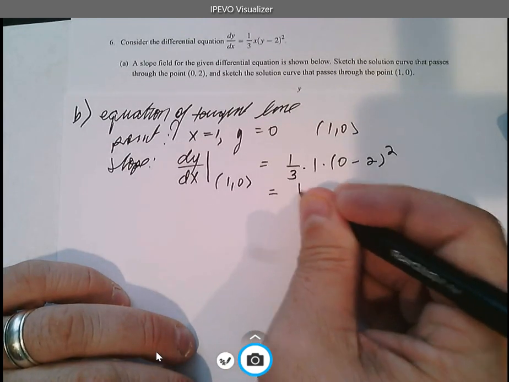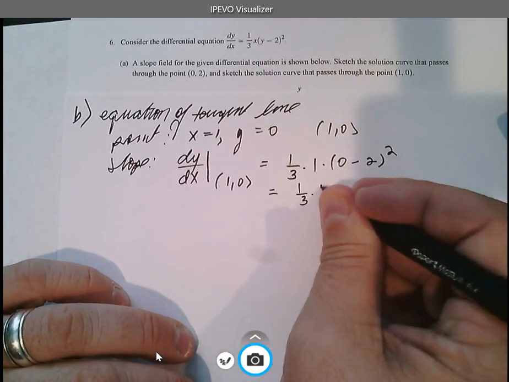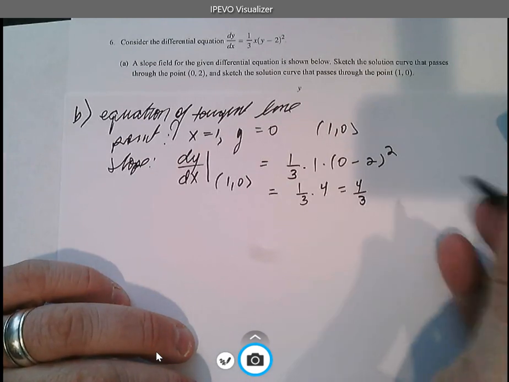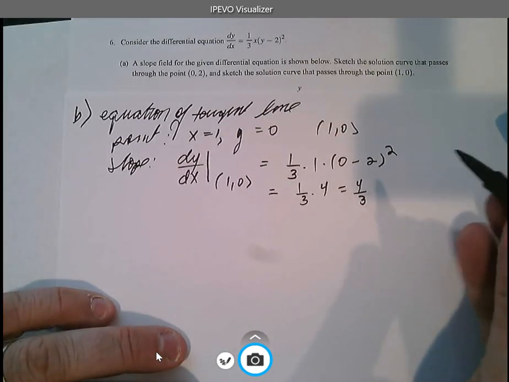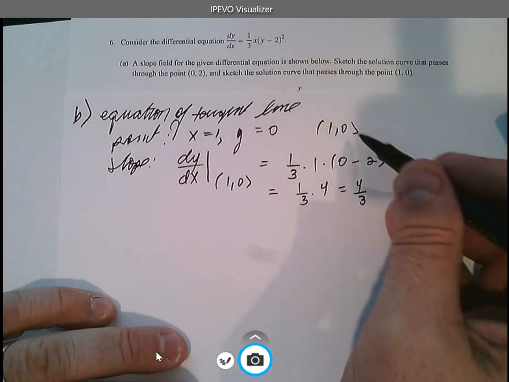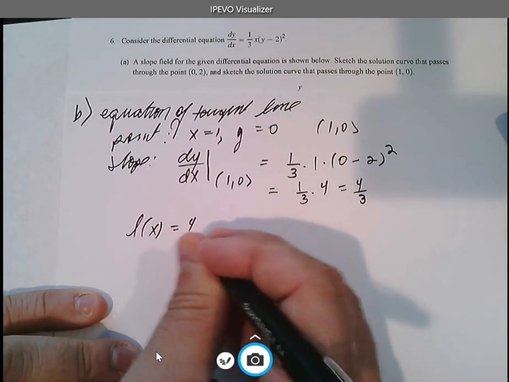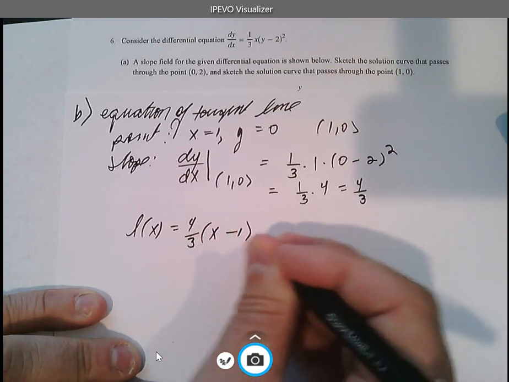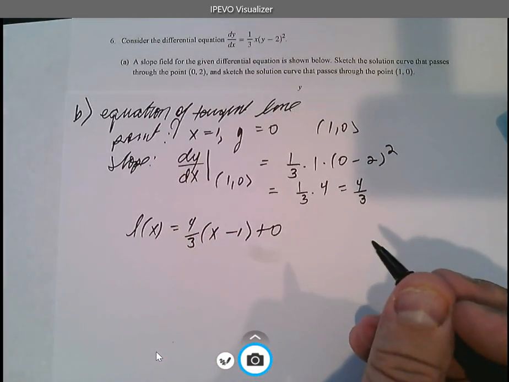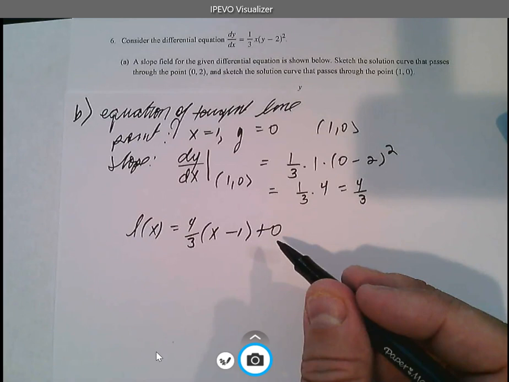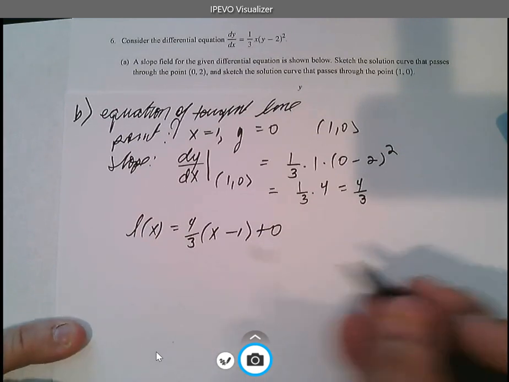That's going to give me 1/3 times negative 2 squared, which is 4/3. My slope is 4/3. My point is (1, 0). The equation of my tangent line is 4/3 times (x minus 1) plus 0. Of course, you don't have to write the plus 0 if you don't want to.